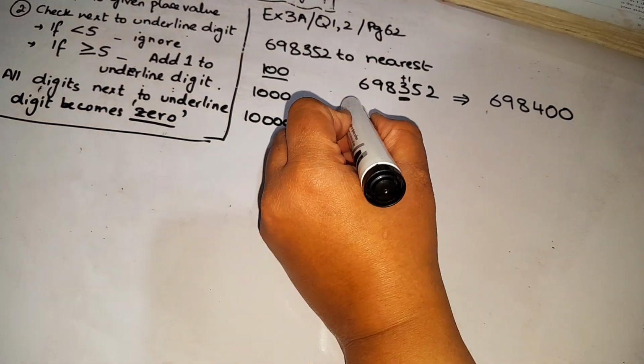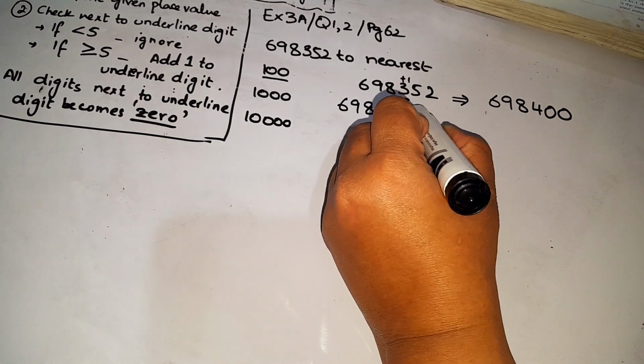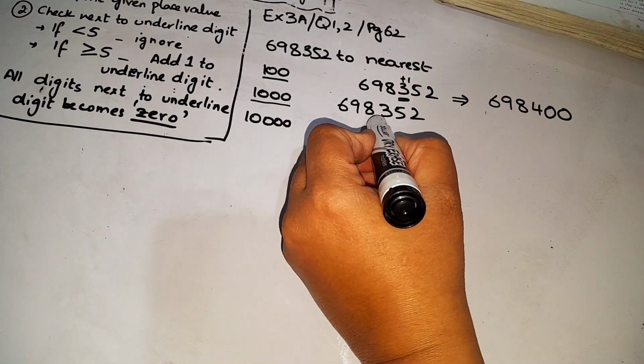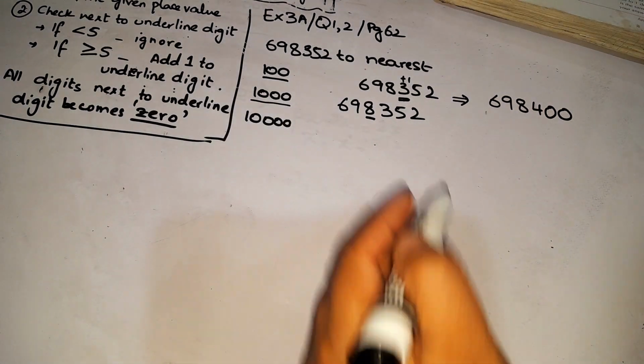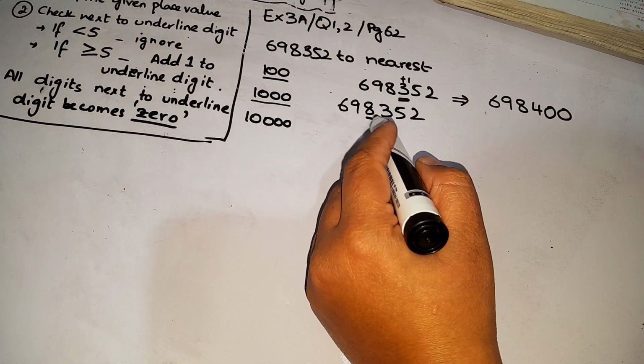Alright, moving on to the next one. I'm writing the number again because now the underlined digit is changed. This time I need to underline the digit at the 1000 place. So 8 is at the 1000 place. Now the next digit is 3. It is less than 5, so I will simply ignore it.